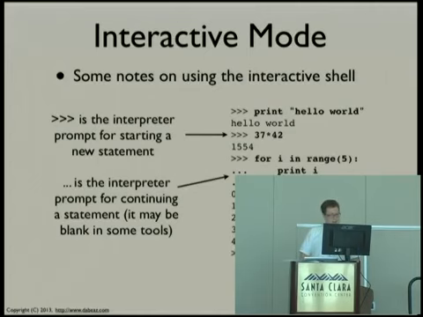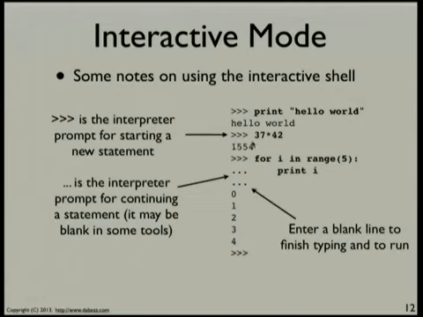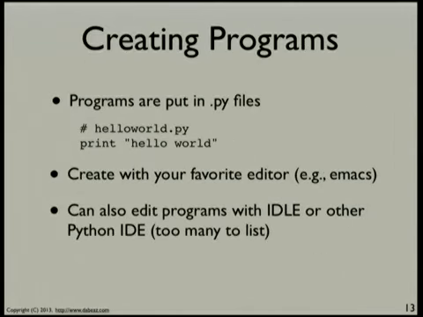A few little notes about the interactive mode. Triple greater than is just the prompt, Python telling you, hey, type a command. If for some reason you get triple dots or blanks and it's not doing anything, it usually means that it wants you to keep typing what you started. It's like saying, oh, you're on multiple lines, you need to keep typing. You do that and then you hit a blank line to get it to run.